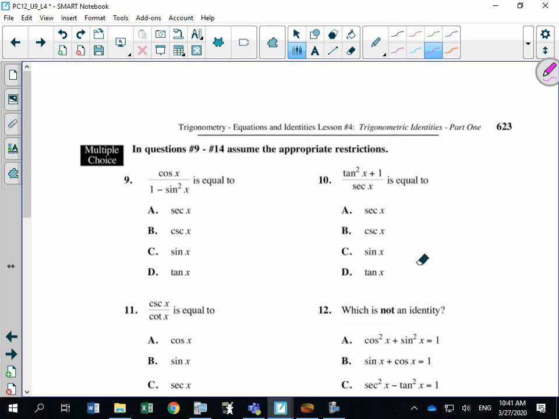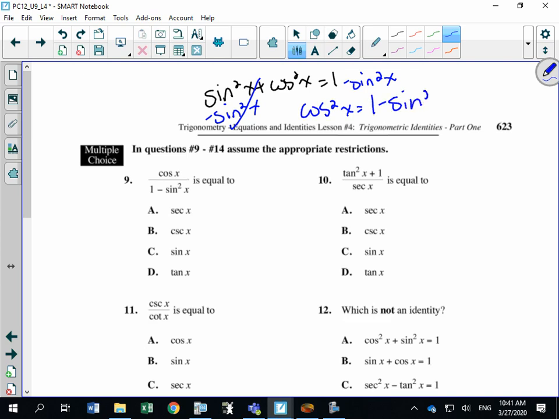Okay, so question number 9. Cos x over 1 minus sine squared x is equal to. So this you're going to have to see is going to be a Pythagorean identity. And the Pythagorean identity, remember, was sine squared x plus cos squared x is equal to 1. So how do they get this 1 minus sine squared x? Like if I look at this and I say, how did they manipulate this to get 1 minus sine squared x? Well, what they did was they subtracted sine squared x from both sides, and they got cos squared x is equal to 1 minus sine squared x.